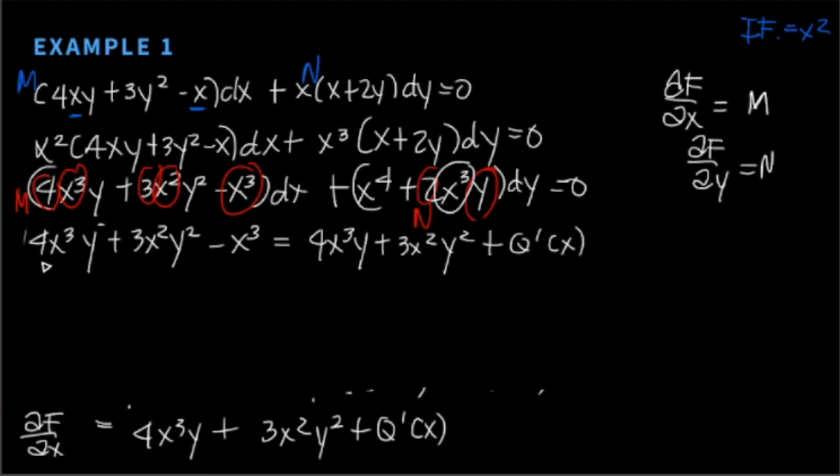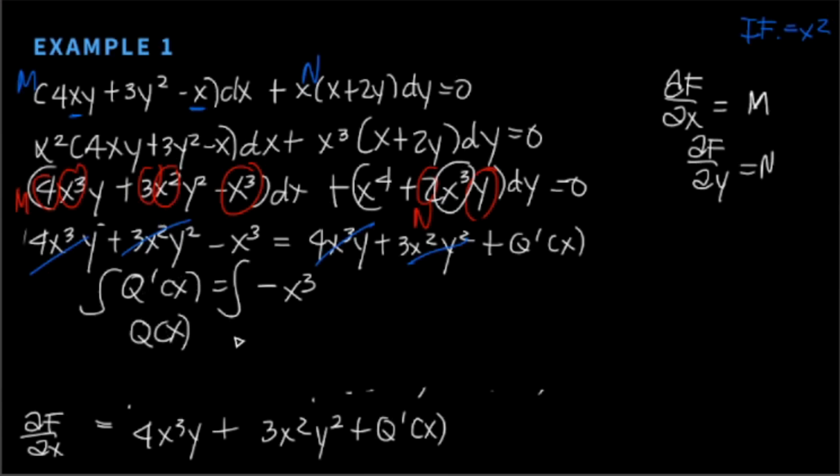So, may pwede tayong i-cancel, 4x cubed y minus 4x cubed y, that will be 0. So, cancel na to. 3x squared y squared minus 3x squared y squared, that will be cancelled din. So, therefore, ang tira na lang is q prime of x is equal to negative x cubed. So, ngayon para makuha natin yung q of x, integrate natin both sides is equal to negative, integration ng x cubed is x raised to 4 over 4.